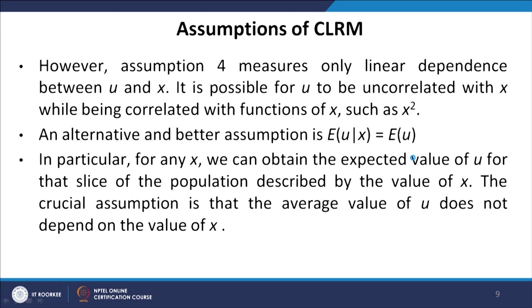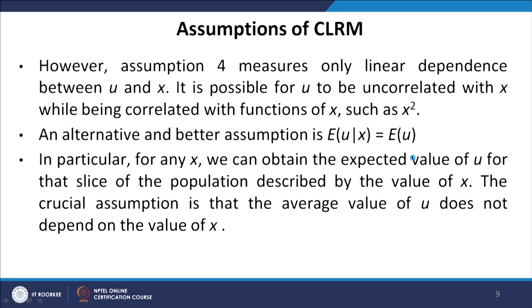However, assumption 4 measures only linear dependence between u and x. It is possible for u to be uncorrelated with x while being correlated with functions of x such as x square. So, an alternative and better assumption is expected value of u given x is equal to expected value of u. When we assume that covariance between u and x is equal to 0, that would imply that expected value of ut multiplied by xt is equal to 0. But the problem is that ut can be correlated with any other functional form of x, for example, ut can be related to x square, x cube, 1 upon x and so on.